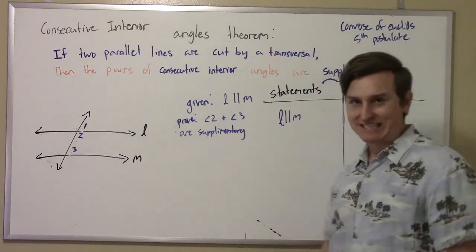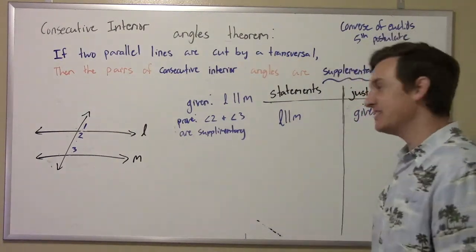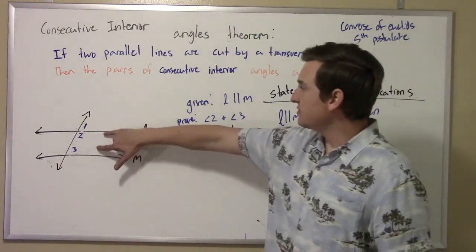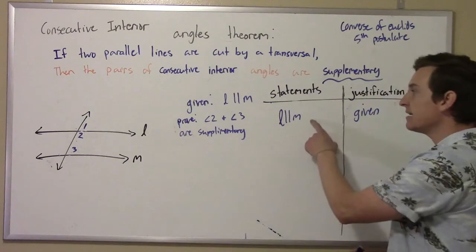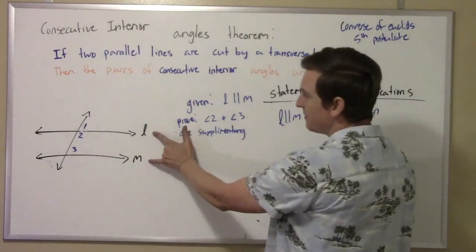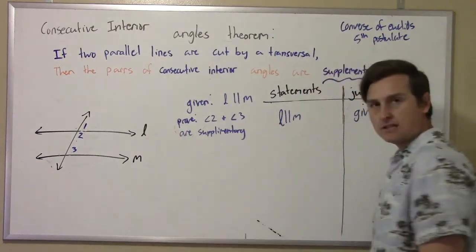Okay, we're back from pausing because you just did this one. Let's see how you did. Okay? So again, our goal is to prove that these are supplementary. Well, we've got to start somewhere. We've got to start with our given. What does this give us? L parallel to M. Well, that gives us a lot of things now.